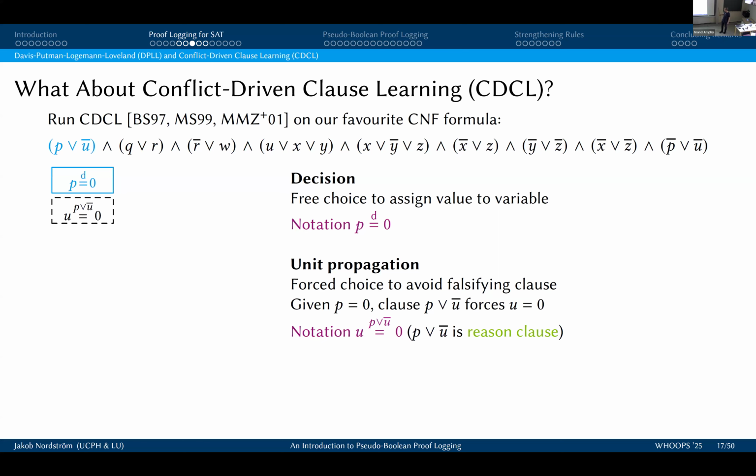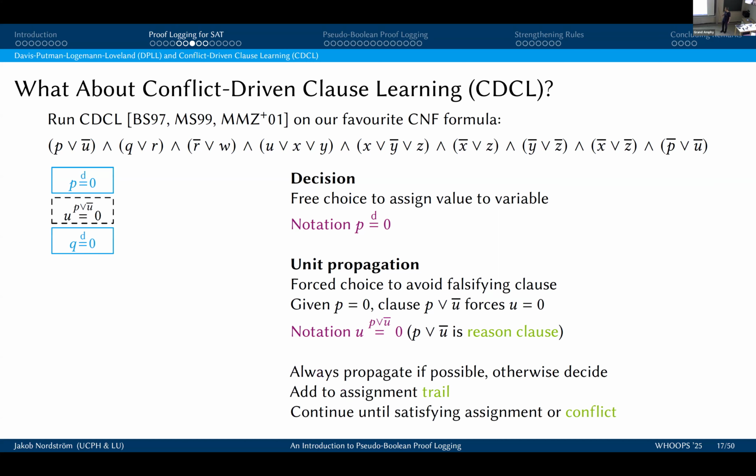And I will refer to P or not U as being the reason clause for this propagation. Now nothing more propagates. So the solver sets the next variable, say Q, to false. Then we can again propagate Q or R, propagates as R has to be true, which propagates then the third clause, then in that case W has to be true. Then there are no further propagations again.